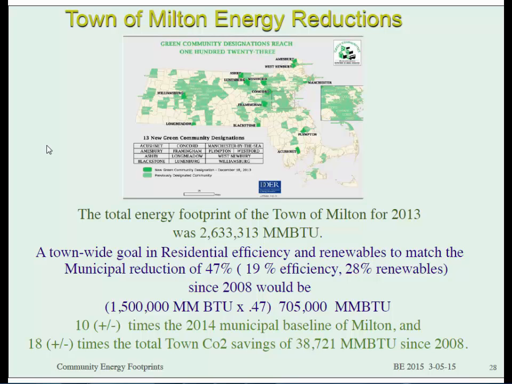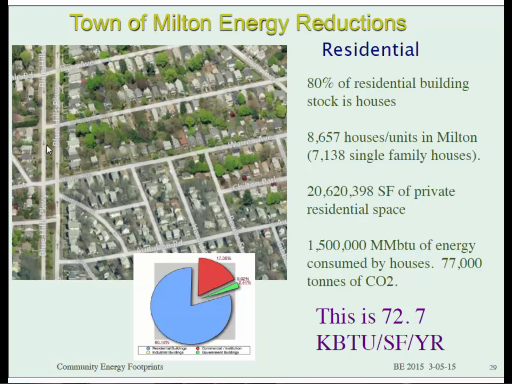So if Milton was able to do the same thing it was doing on its municipal buildings for all the residential buildings, now we're actually talking about some real gains. So as I said before, 80% of the residential stock is houses. Almost 9,000 units in town are 20 million square feet, which is a lot of energy. Using the ICLEI CACP values and applying that to the square footage, we came up with an EUI of 72.7 kBtu per square foot per year, which is kind of what we expected for the existing housing stock.